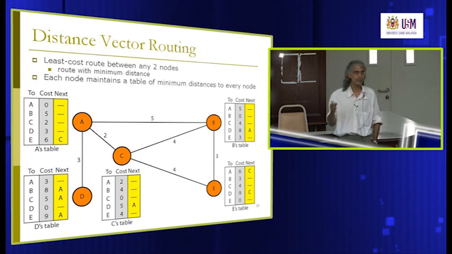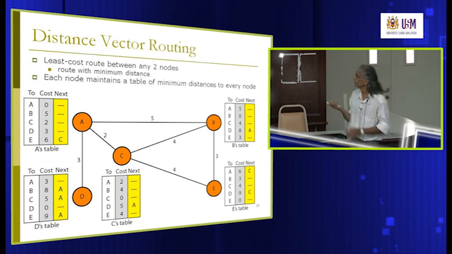Just like if we're going from USM to Butterworth, you can take many ways to go. You go to Georgetown first, or you go to Jalan Masjid Negeri first, or you go to Balik Pulau. There are many ways. So you must have some kind of measurement, either distance or speed or whatever it is. In this case, we use these numbers. What these numbers are doesn't matter. So these are tables.